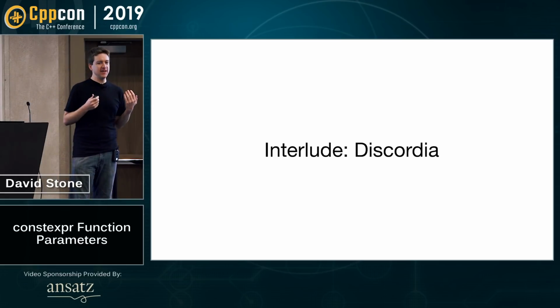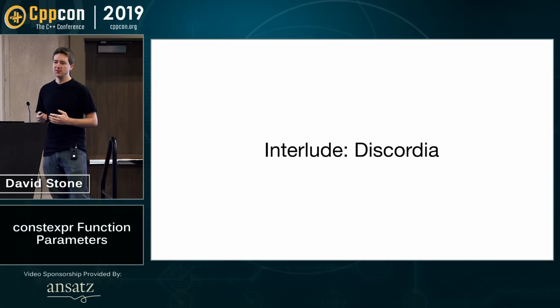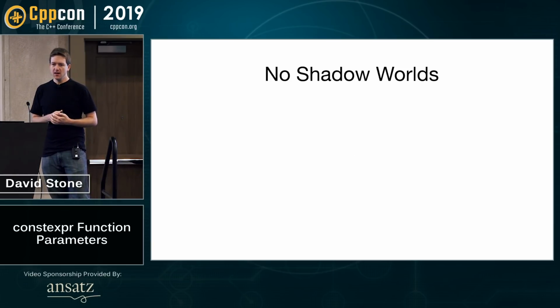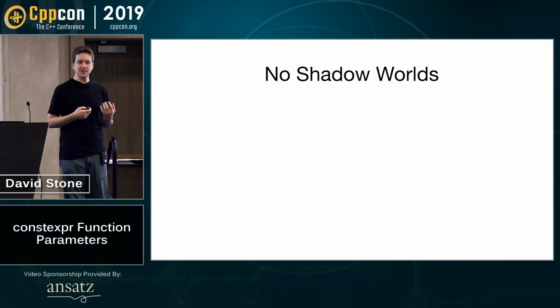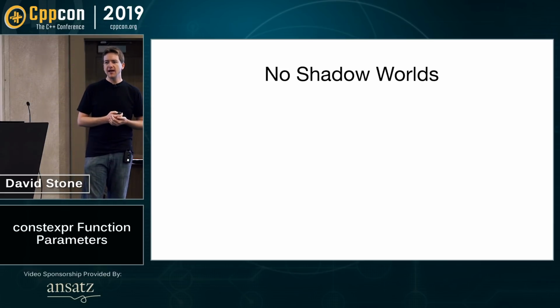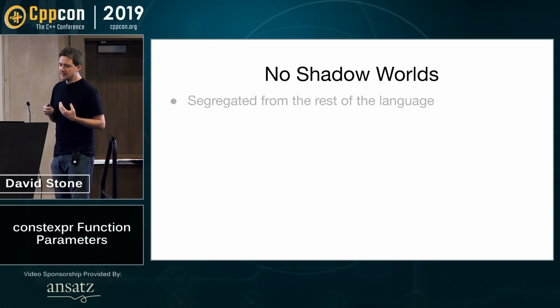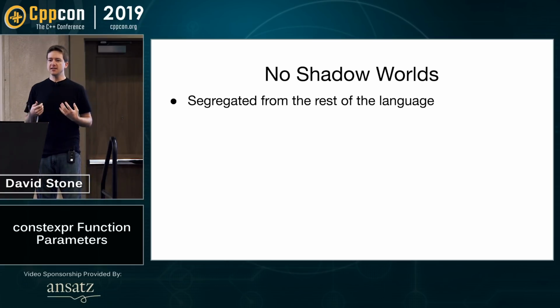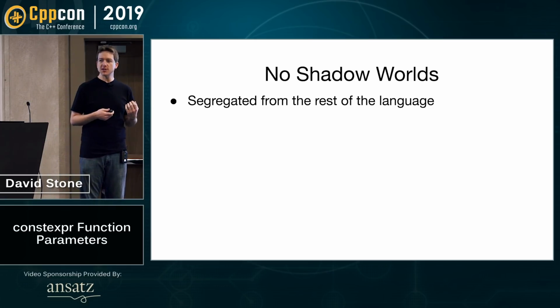I think that having inconsistent rules that change depending on things that really shouldn't affect what you're doing is a bad thing. And that leads me to the fundamental principle behind my proposal, and that is no shadow worlds. Malte Skarupka wrote an article titled No Shadow Worlds a few years ago, and he got the idea from a guy named Gilad Bracha. The central idea is that a shadow world is a part of a programming language that is segregated from the rest of the language. It's something where when you're working in it, you wish you had the power of the full programming language, but you don't.